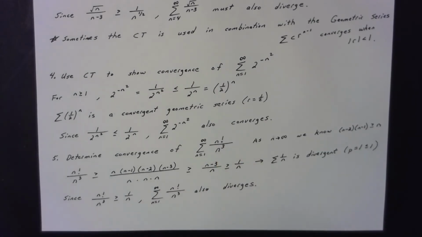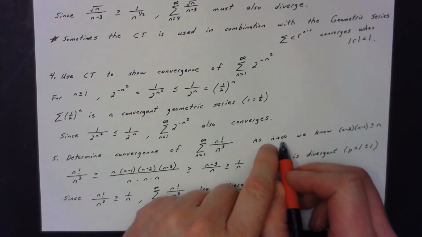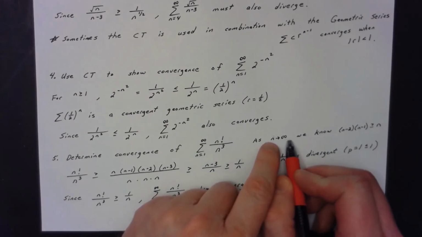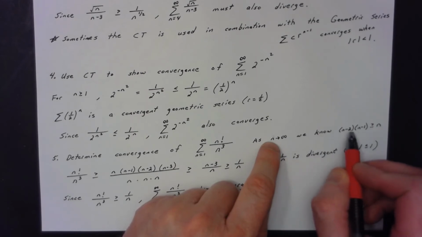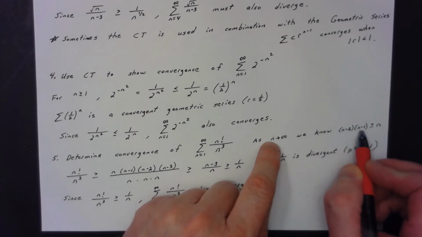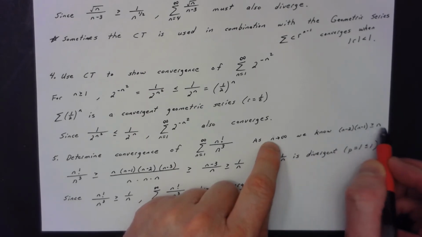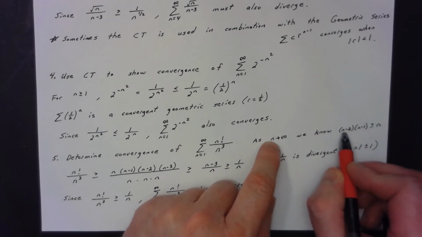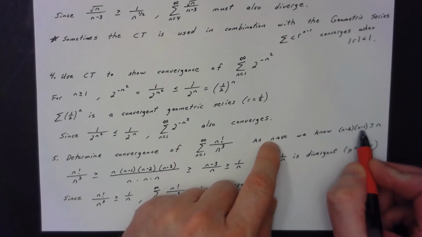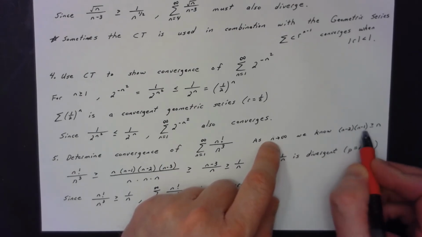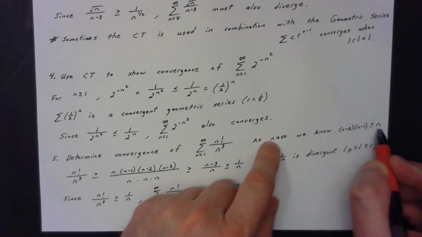In order to try to show that, though, here's what I'm doing. I'll say as n approaches infinity, we know that n minus 2 times n minus 1 would be greater than or equal to n. Now that needs to make sense to you. Think about that. Infinity minus 2 times infinity minus 1. Yeah, both numbers are slightly smaller than infinity, but the product of the two would be way larger than infinity.